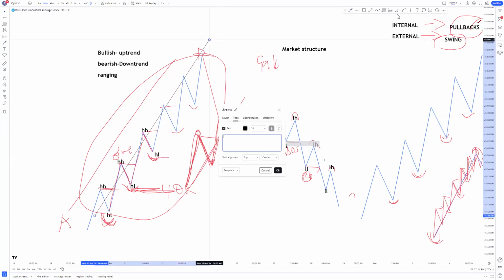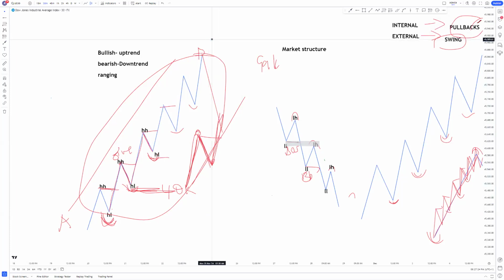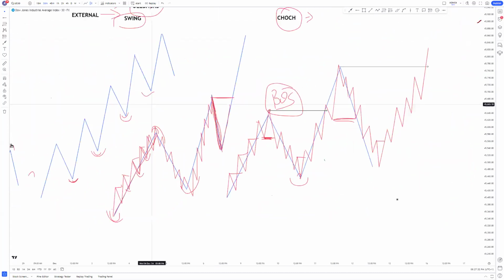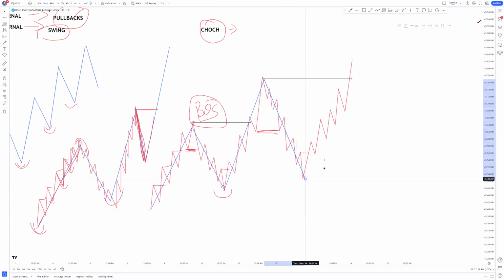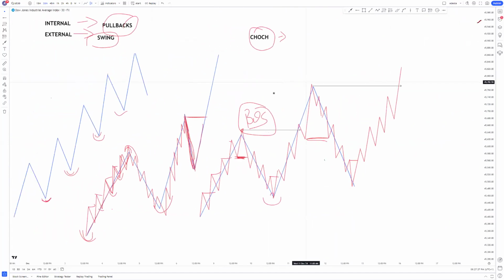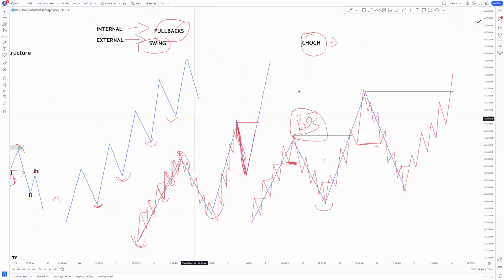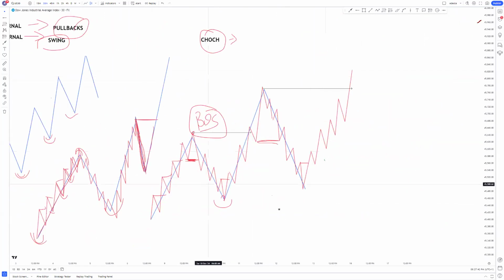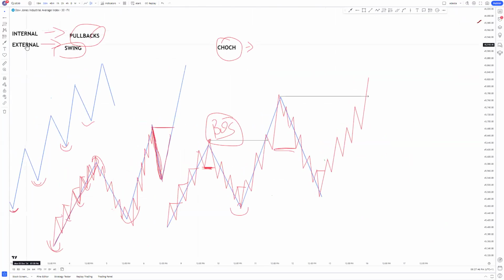There are still going to be pullbacks, and there are different reasons why price has to pull back, which we are going to talk about along the line. So this is how the advanced market structure looks like. Now, if this is how the market structure looks like in the real sense, using your internal, your external, your pullback, and your swing. So your blue line, they are the swing. This is your swing line.